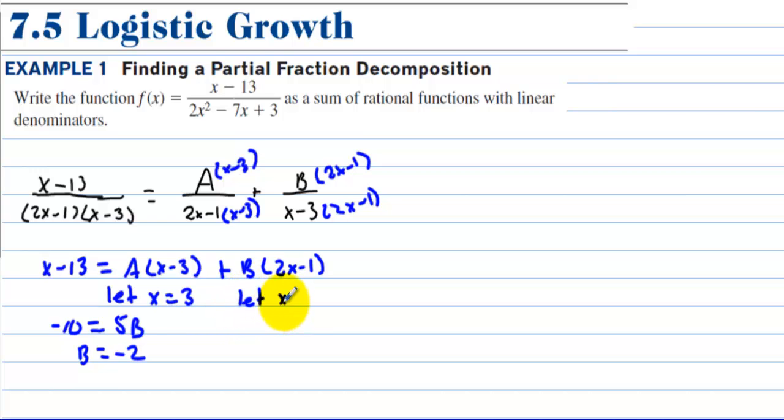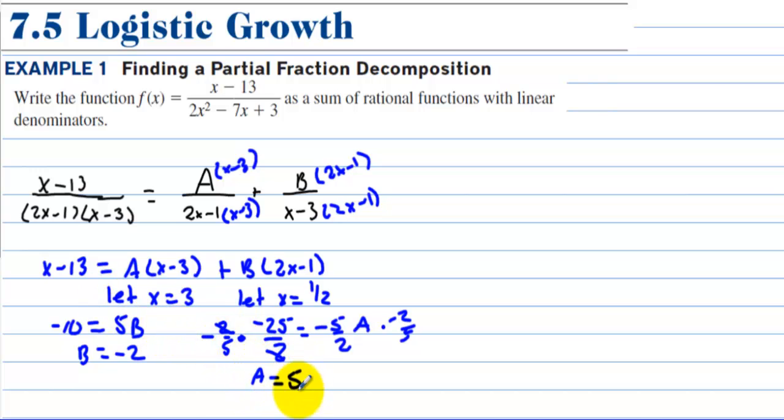Let's let x equal 1/2. That makes this one 0. We have 1/2 minus 26 halves. That's negative 25 halves. And that's equal to 1/2 minus 6 halves, that's negative 5 halves A. Well, when we multiply by negative 2/5, we have some stuff that'll cancel out. The 2's cancel, and then 25 divided by 5 is 5. A turns out to be positive 5.